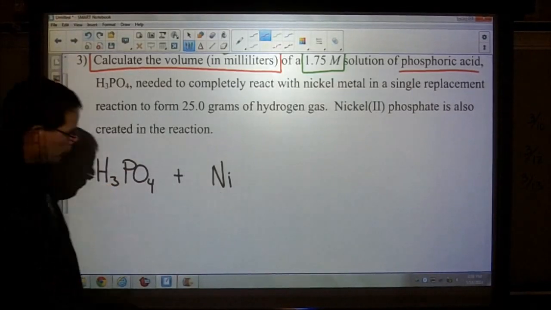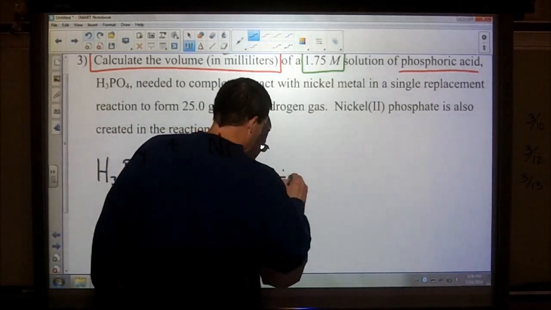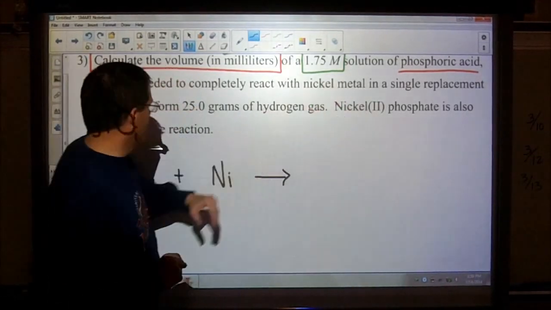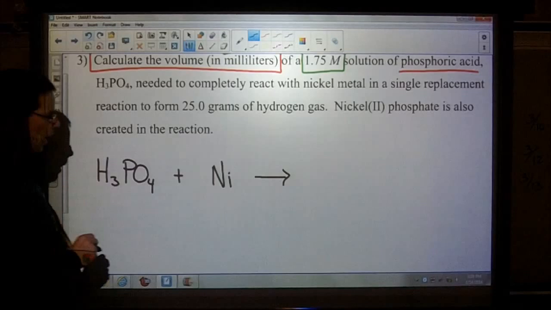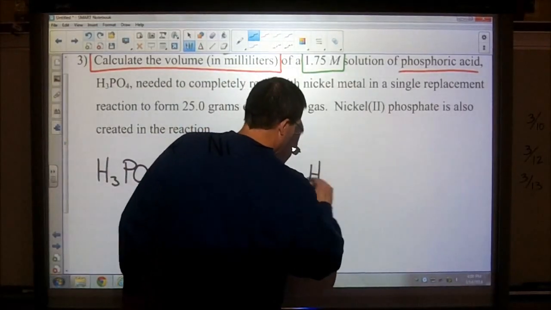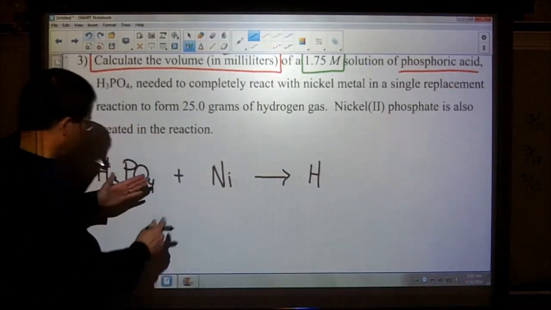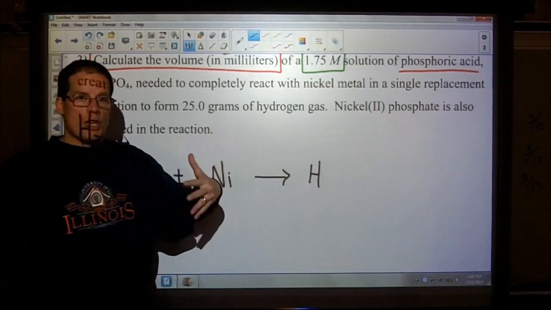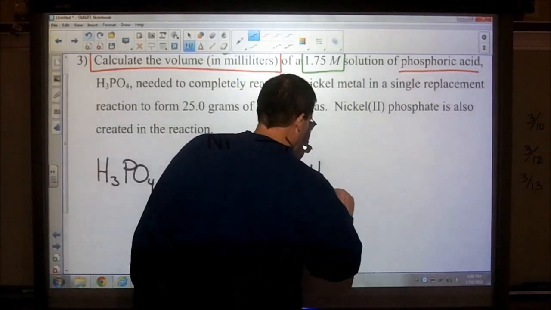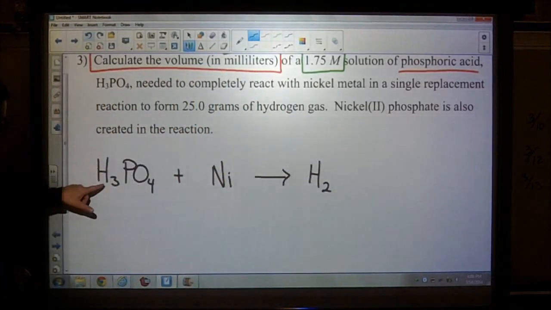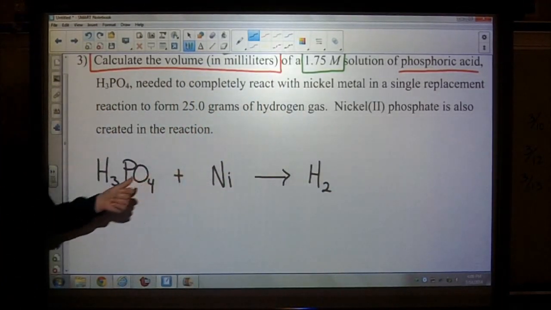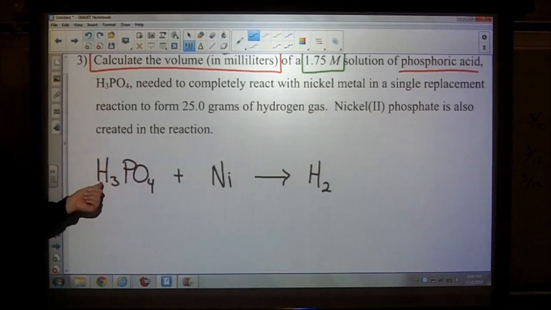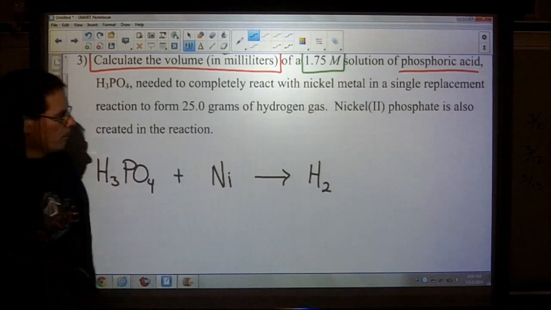And so hopefully on the other side of the problem, we're going to have nickel with the phosphate. And it says that nickel 2-phosphate is also produced. But more importantly, let's get the hydrogen out of there. So hydrogen, when it's all by itself, so when the nickel kicks that hydrogen out, the hydrogen, it ends in GEN, is going to be diatomic. Do not write a 3 for the hydrogen. All right, this 3 is here because phosphate has a -3 charge and each hydrogen has a +1. That's why there's a 3 there.